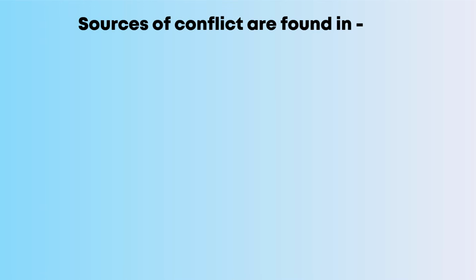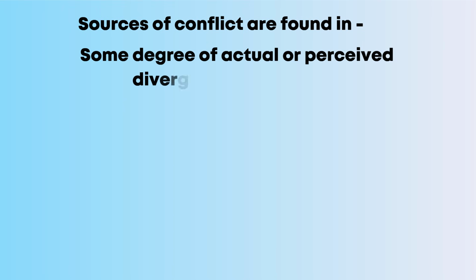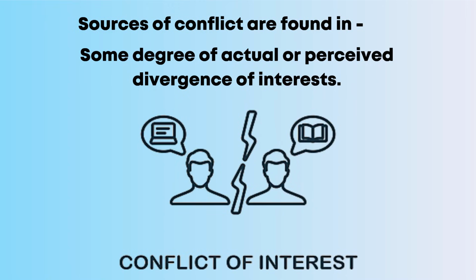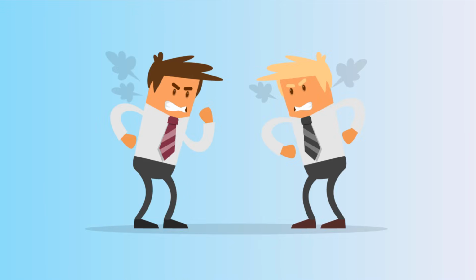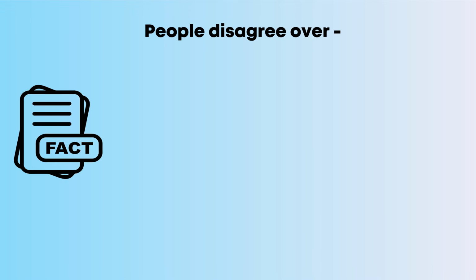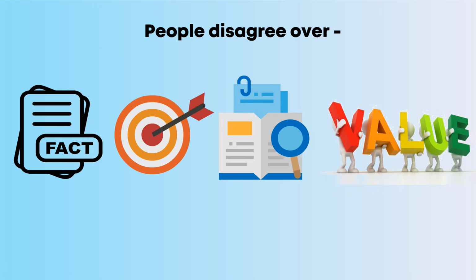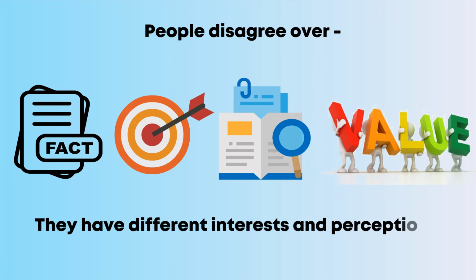Let's discuss the sources of conflict. Sources of conflict are found in some degree of actual or perceived divergence of interests. Conflict is rooted in a sharp incompatibility of interests. Any victory for one party means dissatisfaction or defeat for the other, thereby leading to a conflict. People disagree over facts, goals, methods, and values because they have different interests and perceptions.